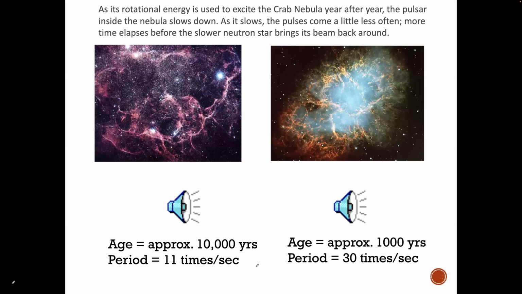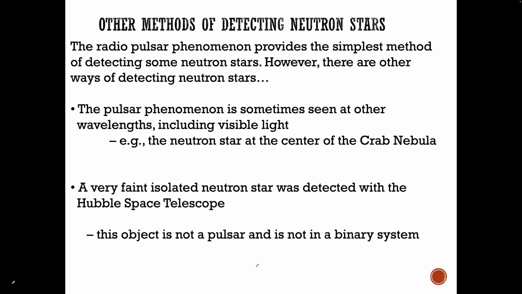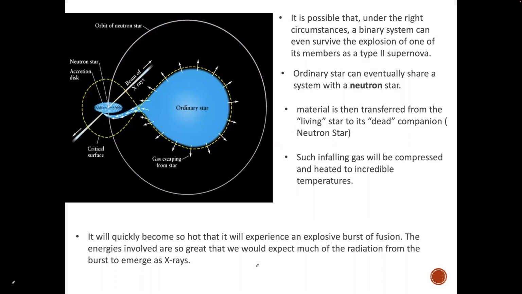Actually, there are other methods of detecting neutron stars that I have mentioned here, because this pulsar phenomenon is sometimes seen at other wavelengths as well. I'm going to skip some of these a little bit, but skipping doesn't mean that they are not important. I have mentioned all the points here so that you can read and understand them, right?